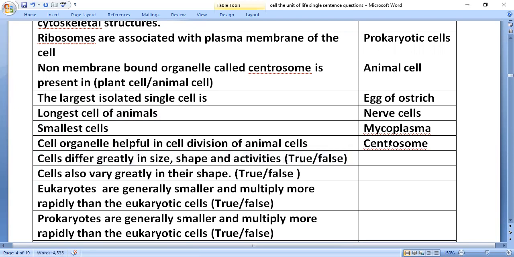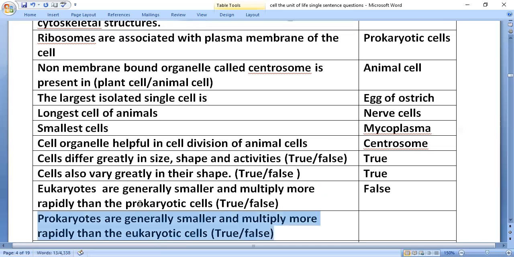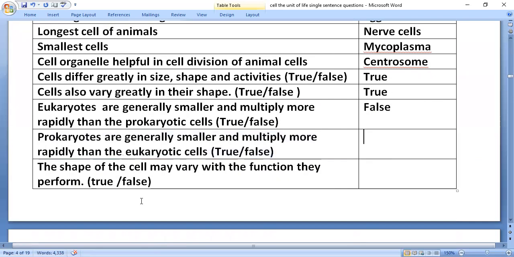Cells differ greatly in size, shape, and activity. True. Cells also vary greatly in their shape. True. Eukaryotes are generally smaller and multiply more rapidly than prokaryotes. False. Prokaryotes are generally smaller and multiply more rapidly than eukaryotic cells. True.